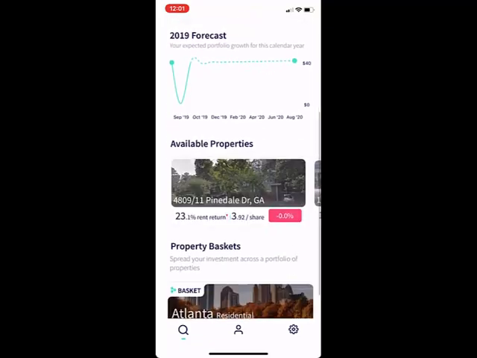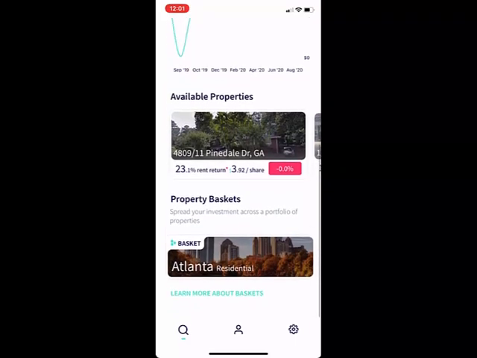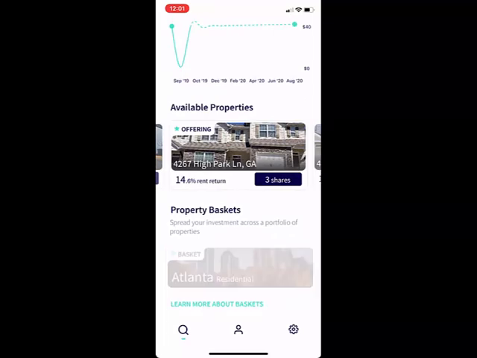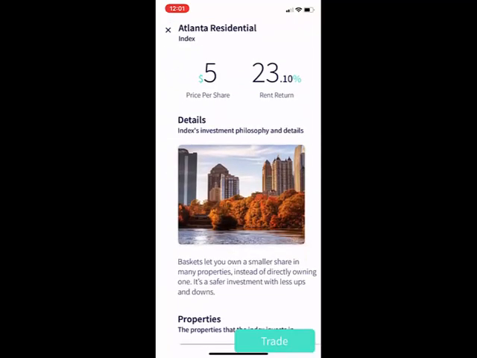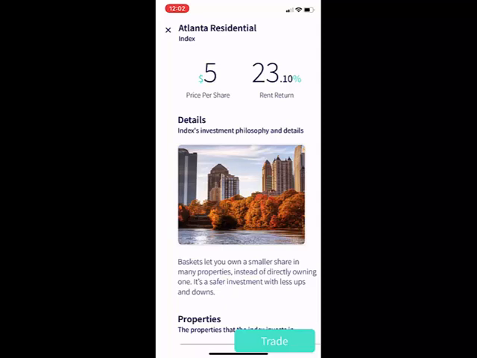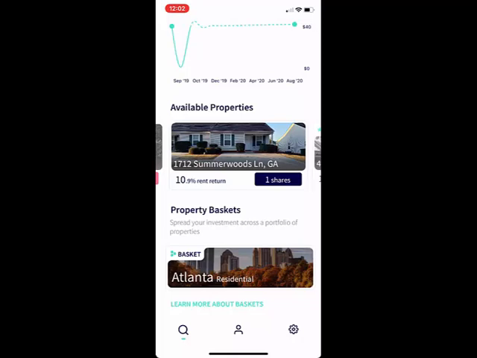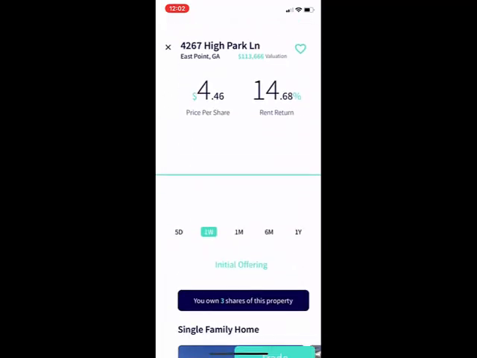Now, on this page, you can see a couple different things. You can see available properties as well as this thing called baskets. Now, baskets are just a combination of properties. I'm not going to get too much into them, but it's just something interesting because they're there. So, let's explore a property. This is 4267 High Park Lane.